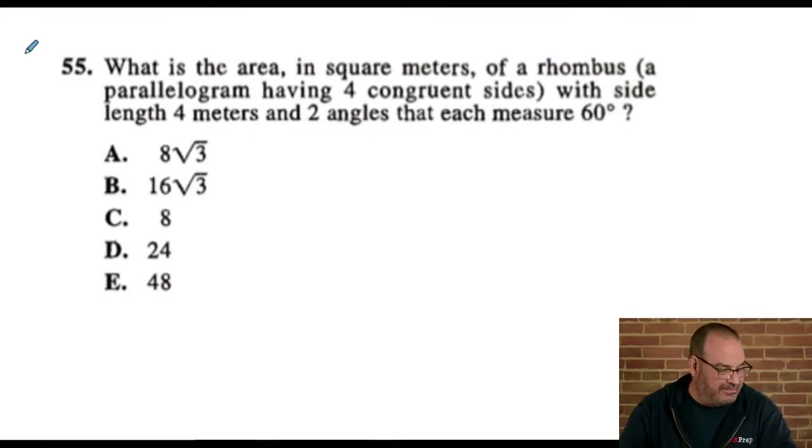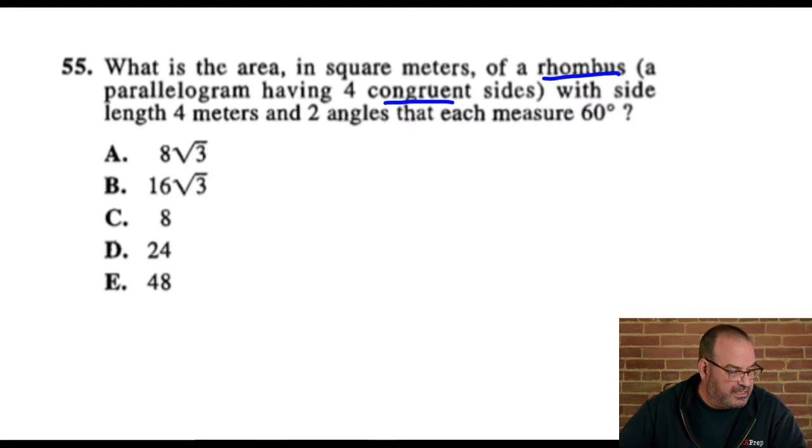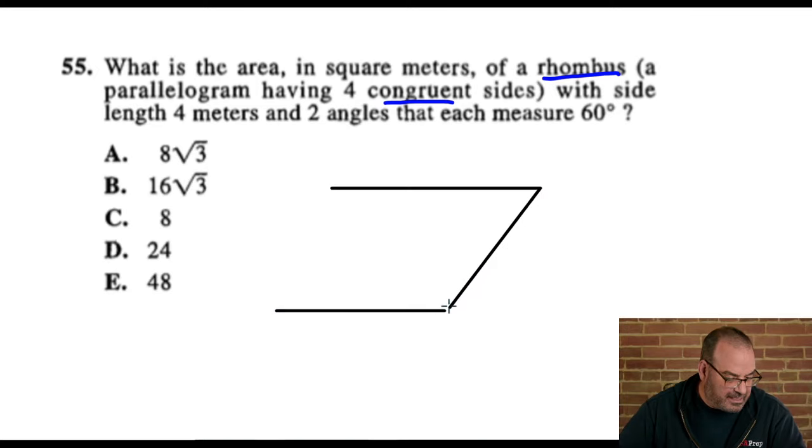All right, number 55. I saved this one without doing it because I actually want to do this one live. What is the area in square meters of a rhombus? A parallelogram having 4 congruent sides, with side lengths of 4 meters and 2 angles that each measure 6. All right, I practiced drawing it, so let's see if I can draw me out a rhombus. How's this looking? Is this looking pretty good? Not bad. Close enough. I'm not that good at drawing.